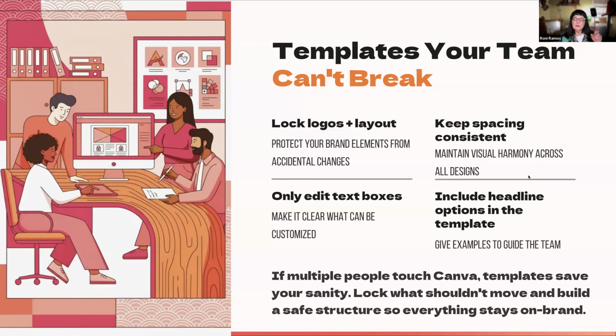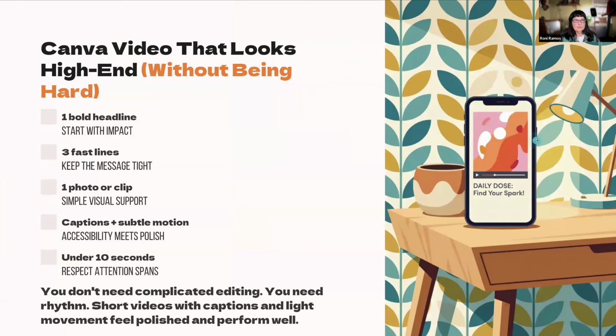And as I said, you can set it up, they can change the text, but they can't change the spacing, they can't change the fonts. You can make it clear what can be customized. And you can include headline options even in the template itself. You can give them examples to guide them. So if multiple people are touching the designs in CANVA, templates that you create and lock can save your sanity. Lock what shouldn't move and build that safe structure so everything stays on brand.